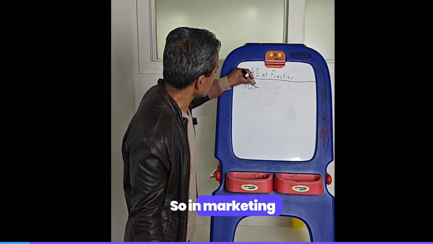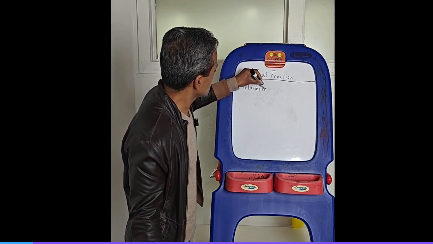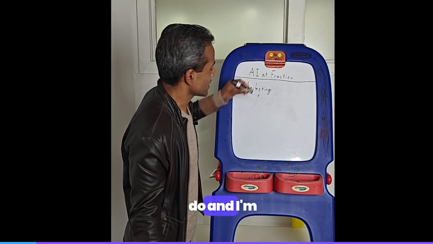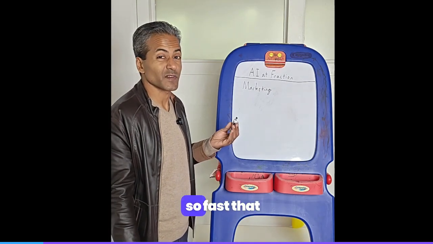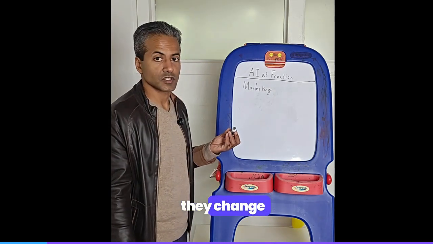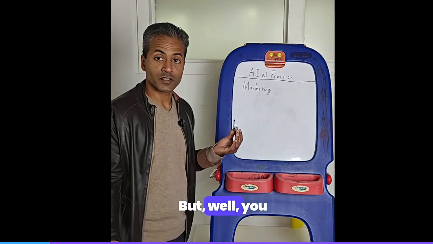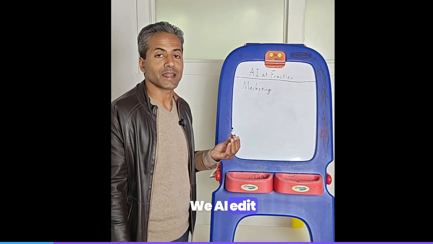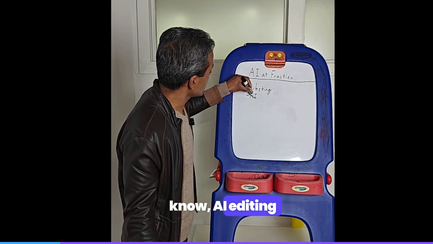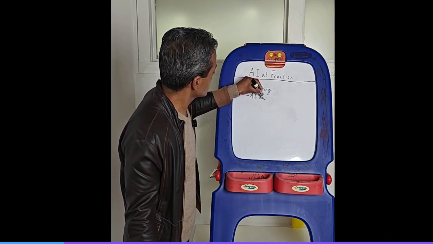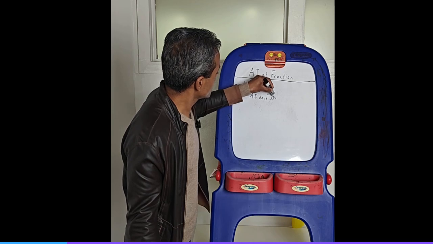So in marketing, there's so many things you can do. And I'm not really going to mention specific vendors here because frankly, the AI landscape is changing so fast that the specific vendors, they change overnight. But, well, you see this video, right? We AI edit our videos. And so, AI editing of social content is an easy one, right?